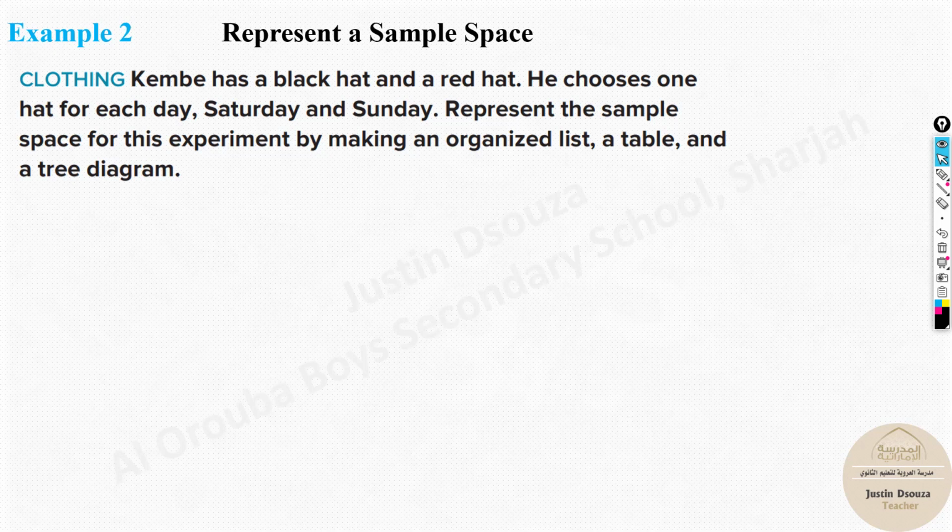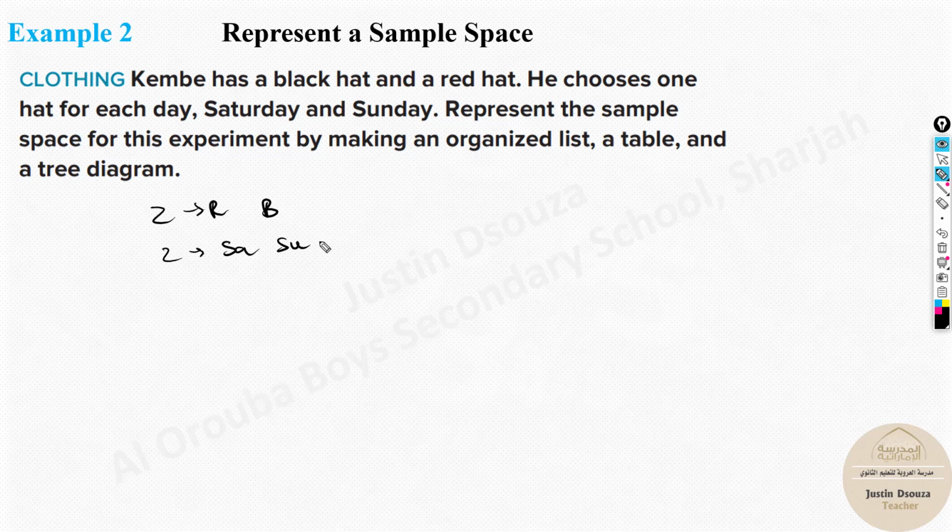The example 2 is to represent sample space. Here we have Kimbe, who has a black hat and a red hat. It chooses one hat for each day, Saturday and Sunday. Represent the sample space for this experiment by making an organized list, a table, and a tree diagram. So we'll make all of this. First of all, just a list. Let's make an organized list. So what are all the possibilities? He has two hats, red and black, and 2 days, Saturday and Sunday.